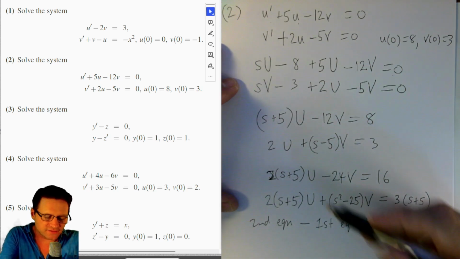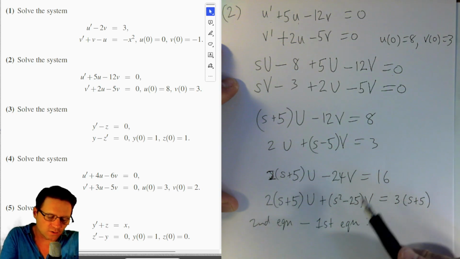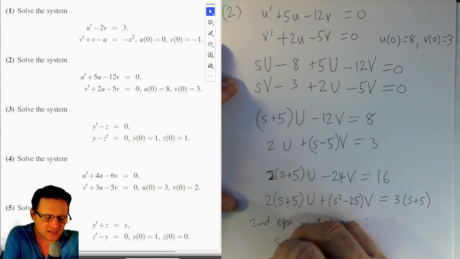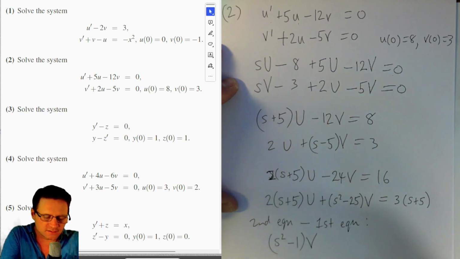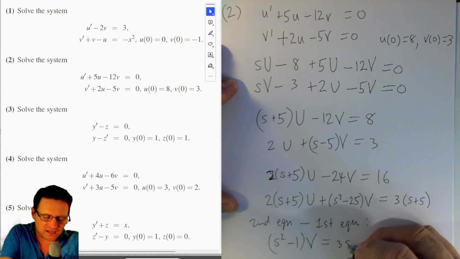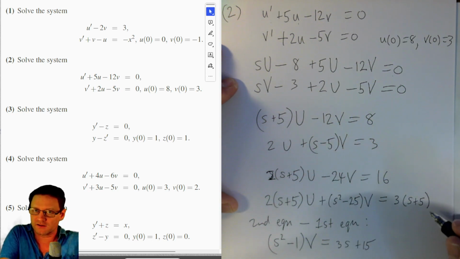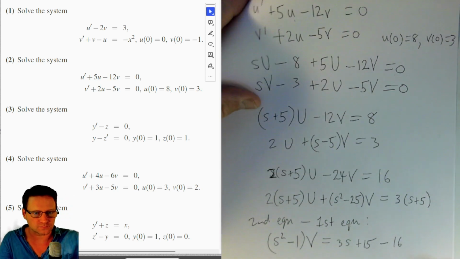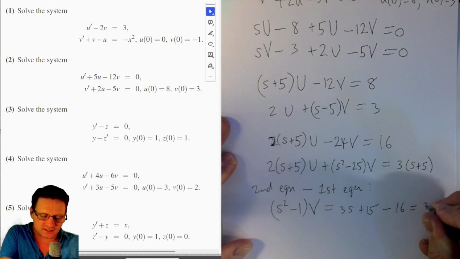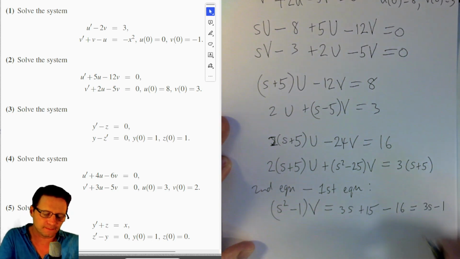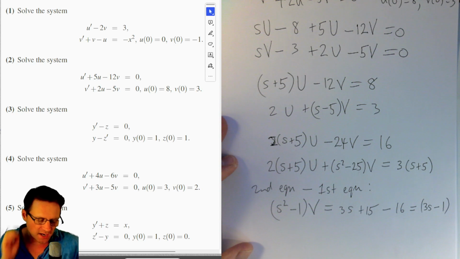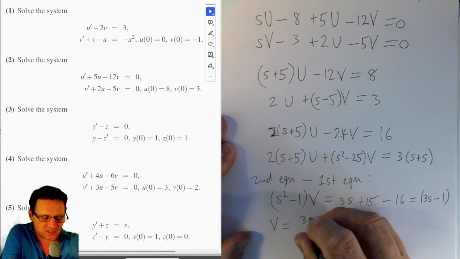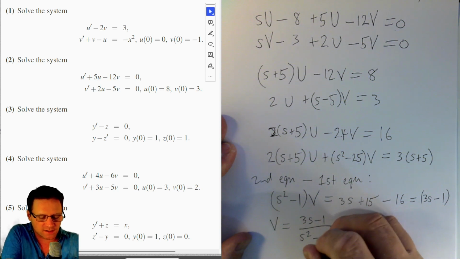And so when we do that, the u parts vanish, and so we will have plus 24v there, but we have a minus 24v. So what we get then is s squared minus 1 times v equals 3s plus 15. You see what I've done there? I've expanded that. And then we have minus 16, which incidentally gives us 3s minus 1. Okay, so dividing both sides of this equation by s squared minus 1, we get v equals 3s minus 1 over s squared minus 1.